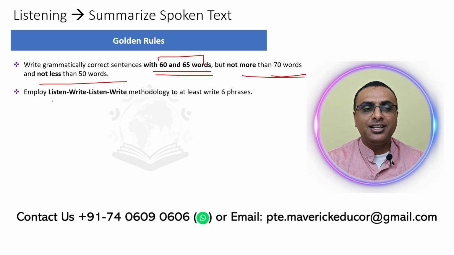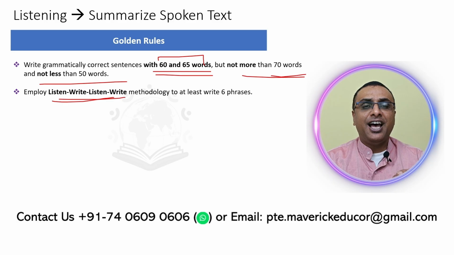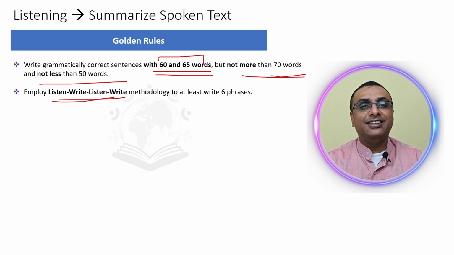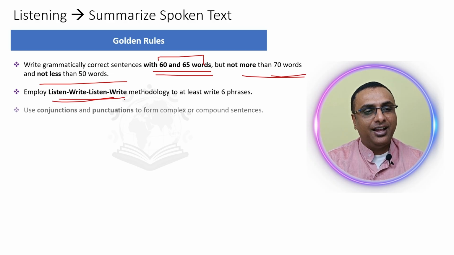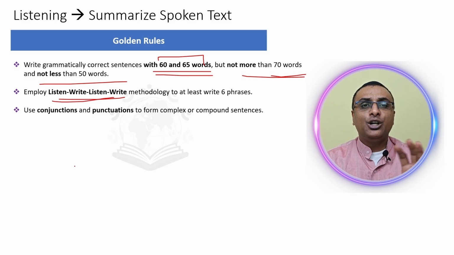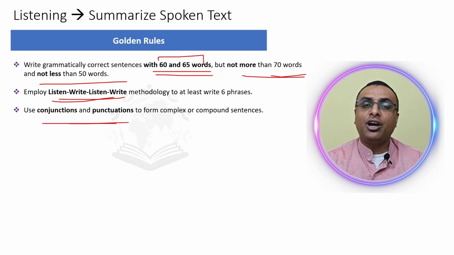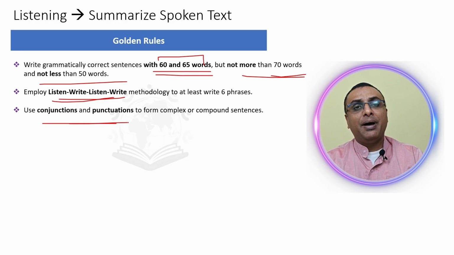Next, employ the listen, write methodology to write at least 6 good phrases with about 3 to 5 words in each phrase. I have already explained this in detail in the earlier lecture video, so I would recommend you to go and look at that video as well. Next, use conjunctions and punctuations to form a complex or a compound sentence. Already our template is offering you a proper structure and coherence. You can further tweak your response to come up with a grammatically correct sentence. So that is why make sure to use proper punctuations or conjunctions while writing your phrases by filling in the template.